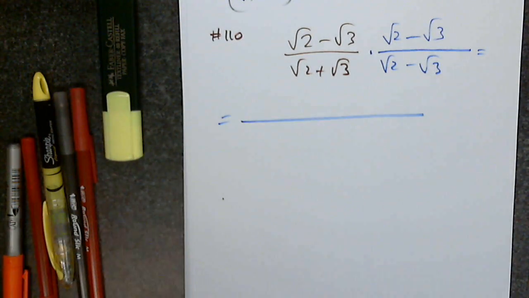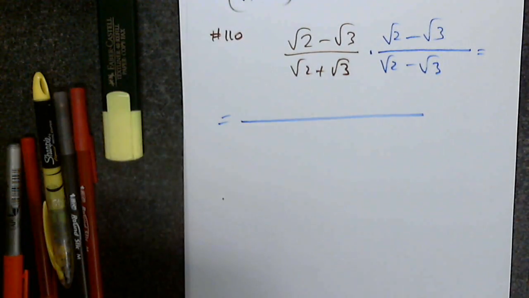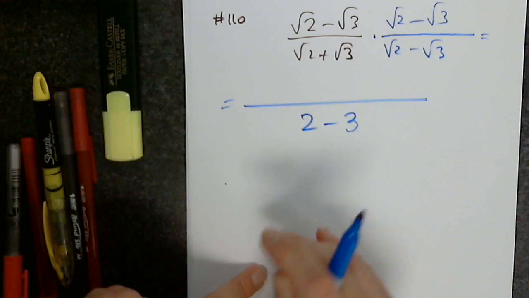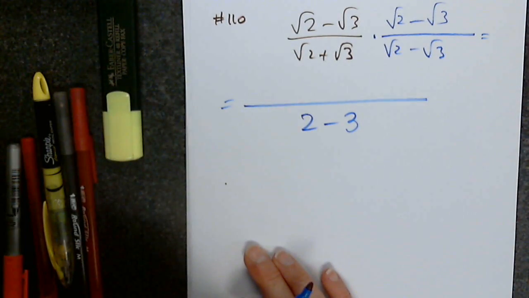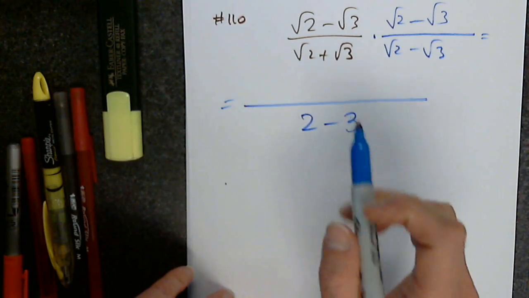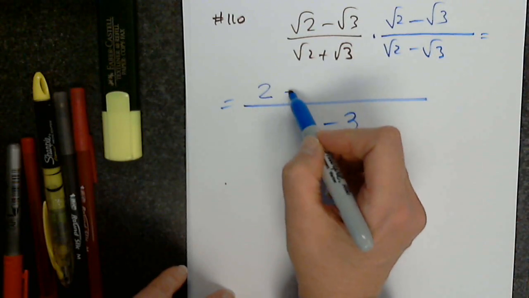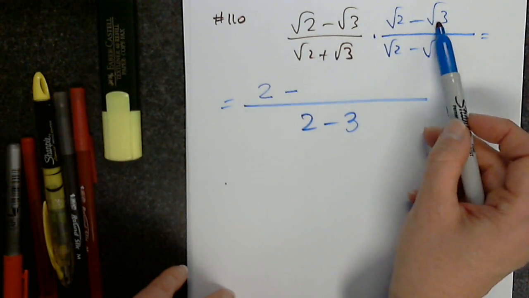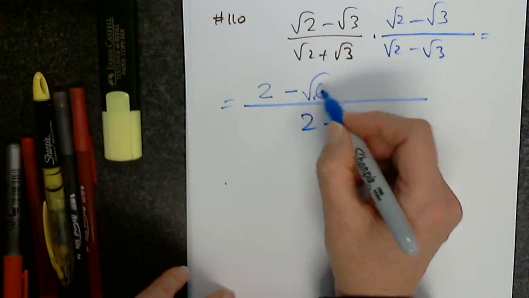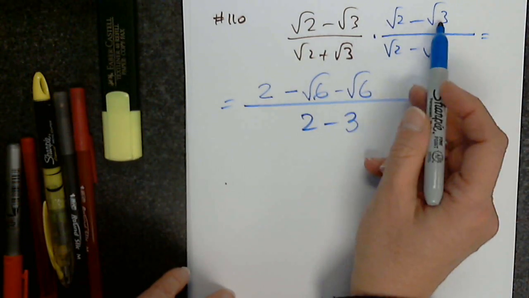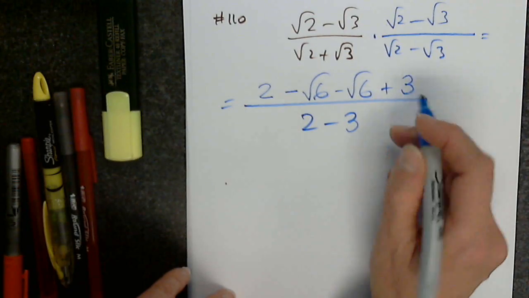Can anyone dictate the denominator, please? Very good. 2 minus 3. Can anyone dictate the numerator, please? So the square root of 2 times the square root of 2 is 2, minus the square root of 6, minus the square root of 6, and plus 3.